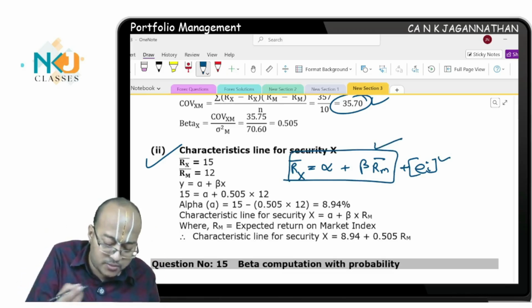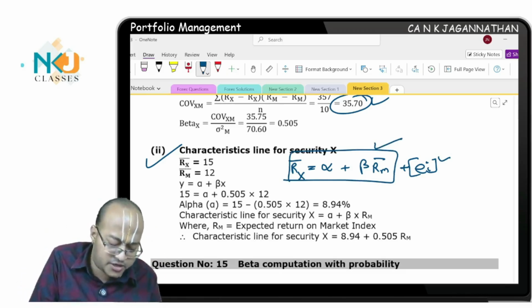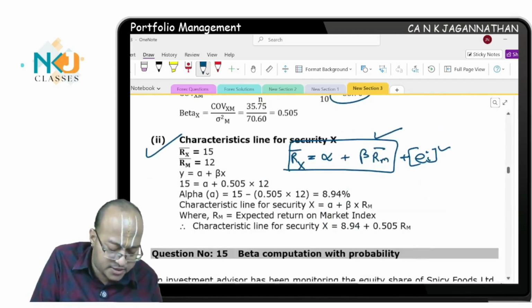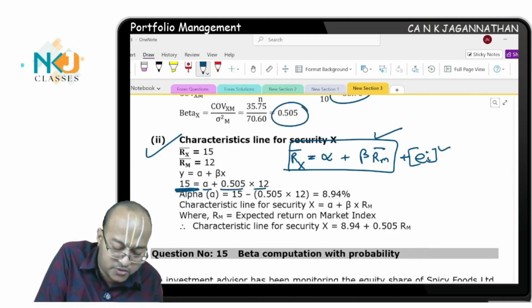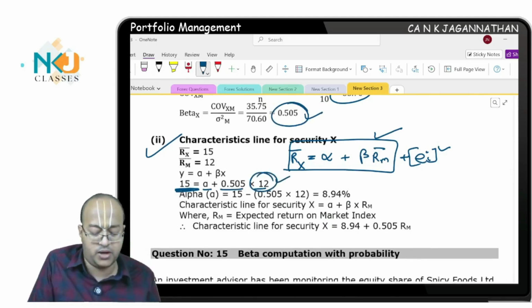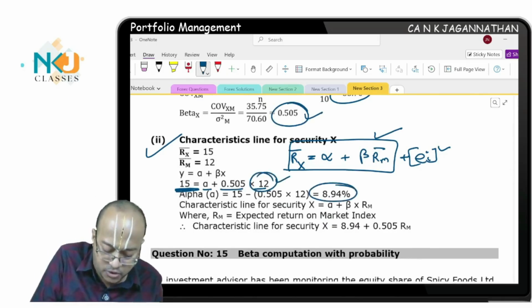Say now you just replace the formula: Rx bar and Rm bar, 15 and 12, correct? So you just replace: 15 is equal to alpha plus beta. Beta we already found out as 0.505 into Rm bar 12, correct? If you solve this you will get alpha as 8.94%.